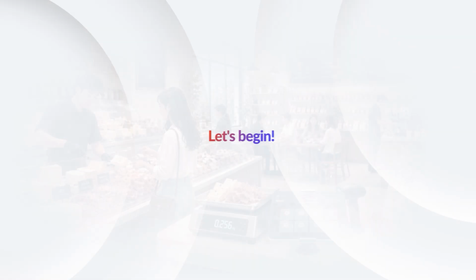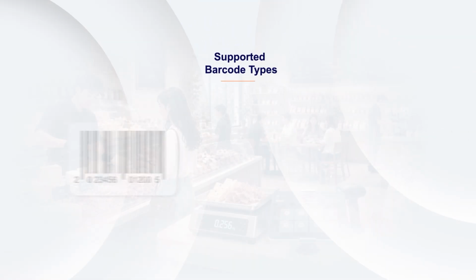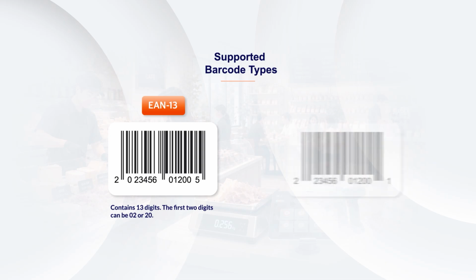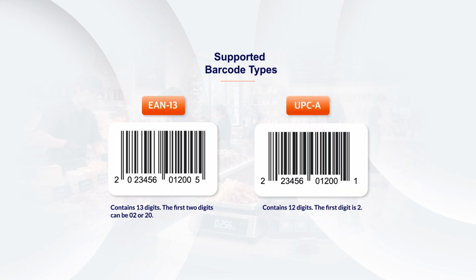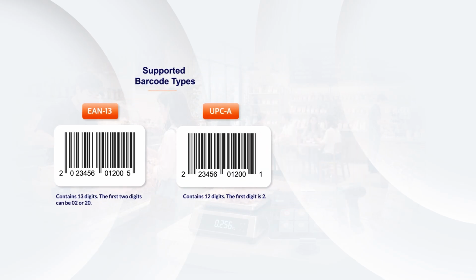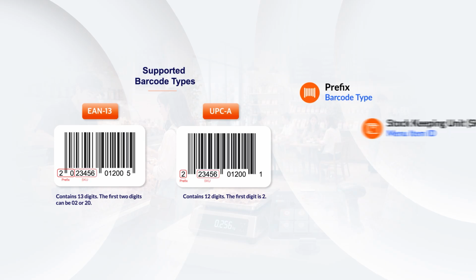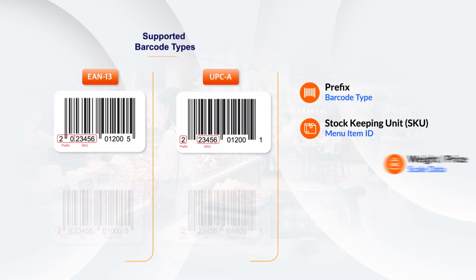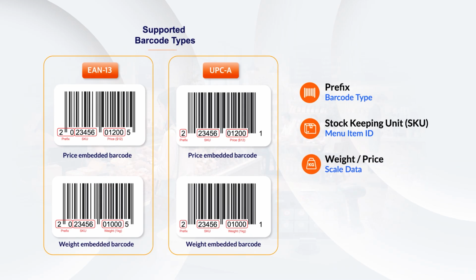Let's begin. The Eats365 POS supports both the EAN-13 and UPC-A barcode types. Both formats include key details, such as the prefix, which determines the specific type of barcode, the stock keeping unit, or SKU code, which is the unique number that is assigned to menu items, the weight or price as determined by the label printing scale, and the checksum, which is a system-generated number that validates a barcode's integrity.